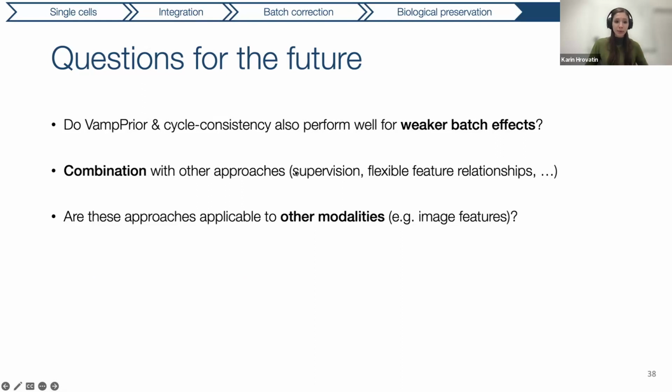So as I already hinted, supervision could be useful. Another thing that might be especially interesting for cross-species integration is looking at flexible feature relationships. So in different species, we have different orthologs that don't always map one-to-one. So instead of one-to-one feature mapping, we might want some kind of graph to represent the relationships. And also the orthology information is usually based on protein sequence, which does not directly correspond to expression. Therefore, having more flexible relationships between features during training could be beneficial.